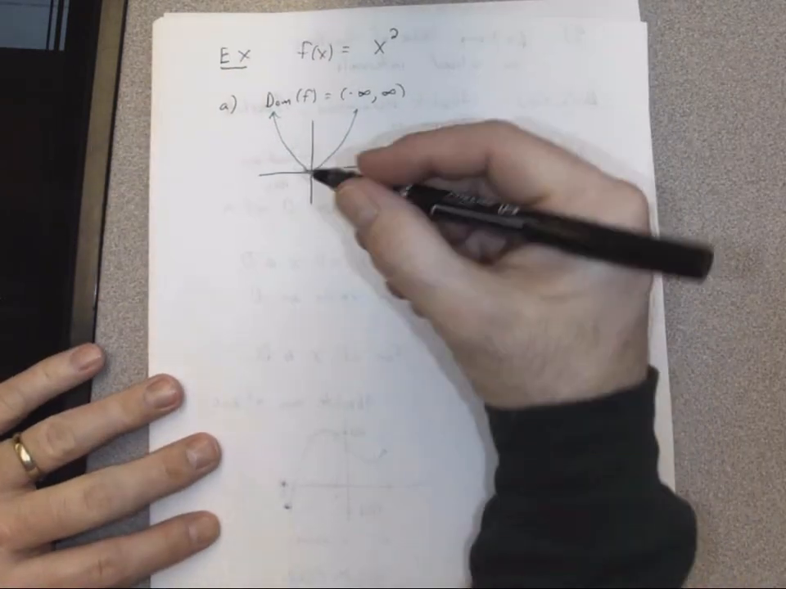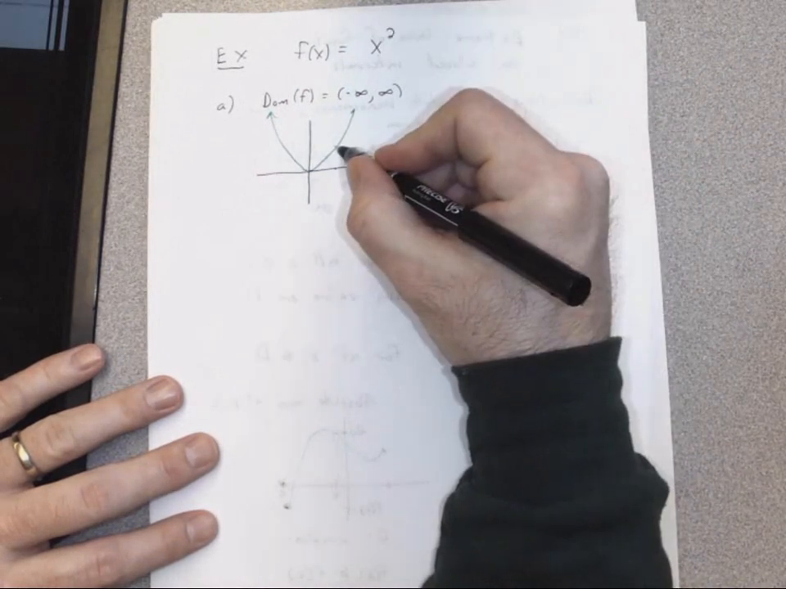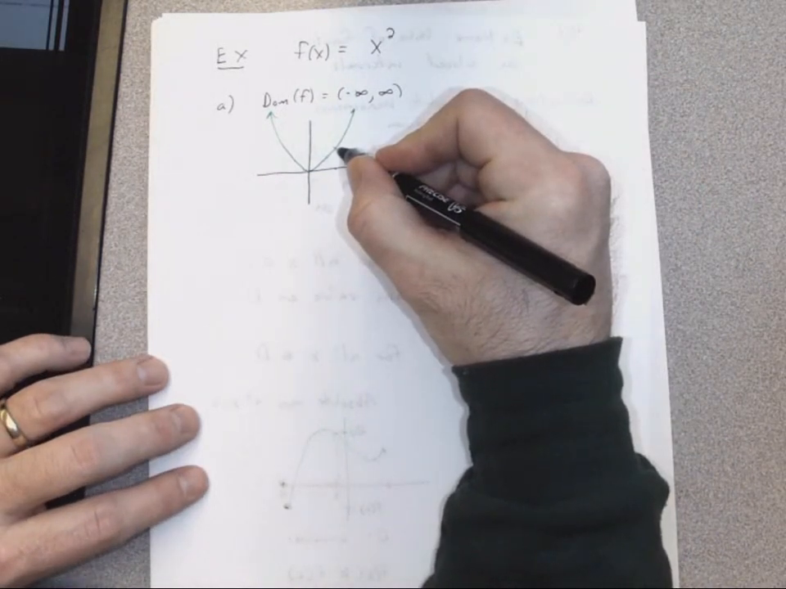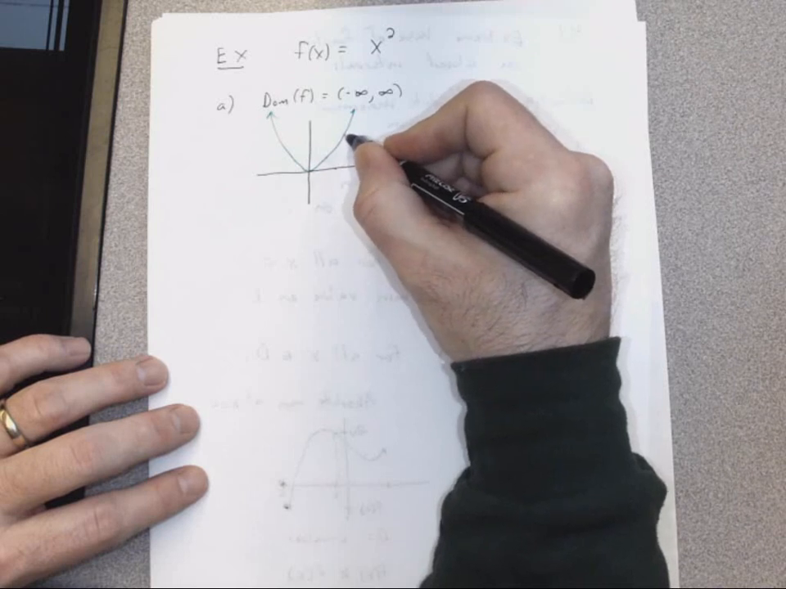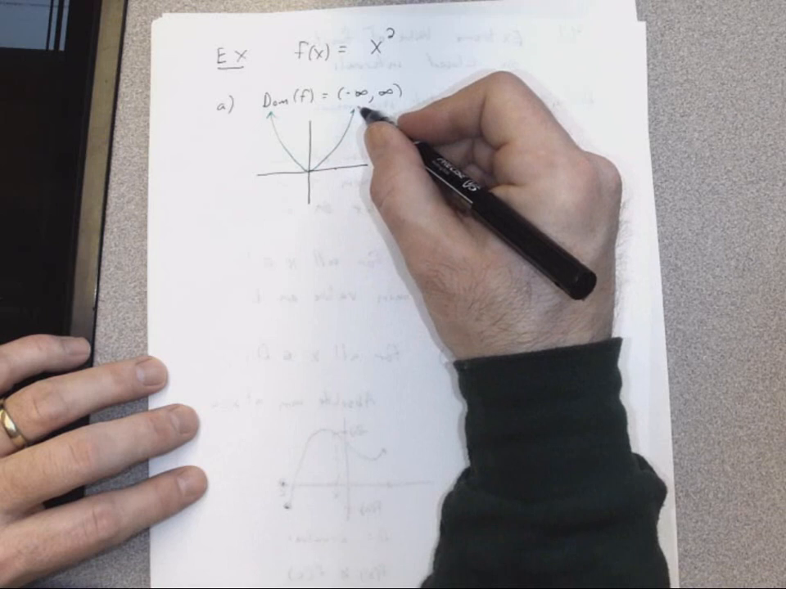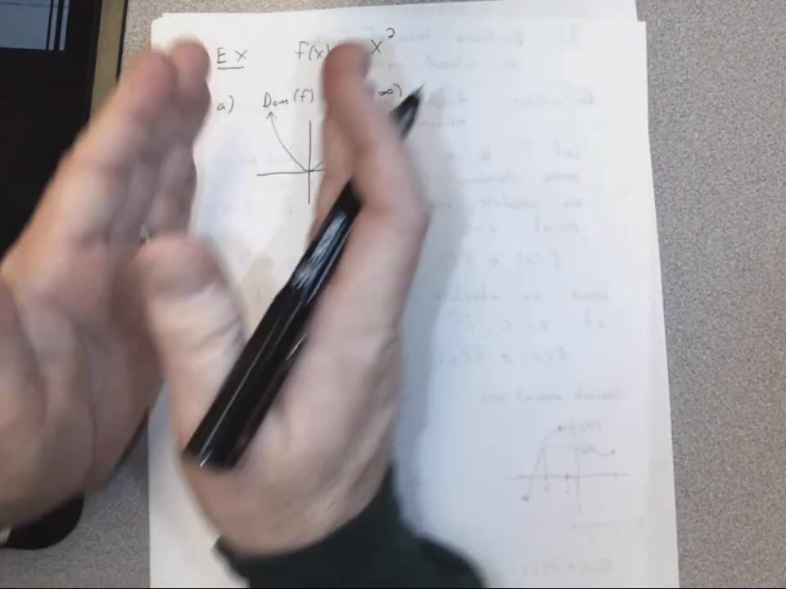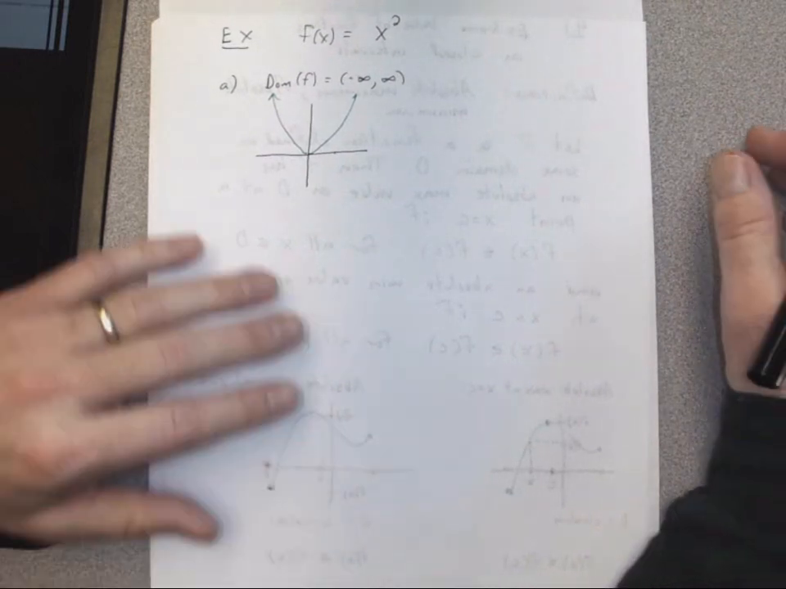So if I try to lock down a point here, and I get this output right here, we can see that's not big enough, because if I pick this point, that output is bigger. But if I pick this point, that output is bigger. The problem with the absolute max is there's no point that I can nail down, because this thing goes up and up and up forever.